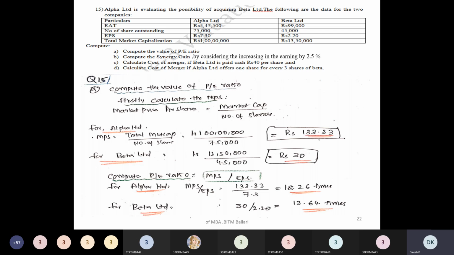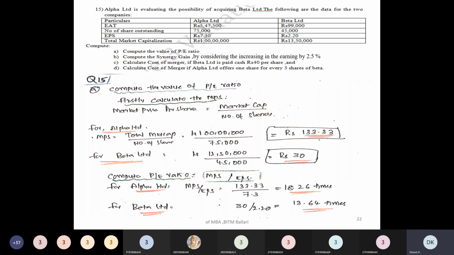Then for the Beta Limited company, the total market capitalization is 13,50,000. So 13,50,000 divided by 45,000 number of shares, you'll be getting the market price of the share as rupees 30, right? So that is the market price. Once you get the market price for both the companies, that is Alpha Limited and Beta Limited, the next thing would be calculating the PE ratio.